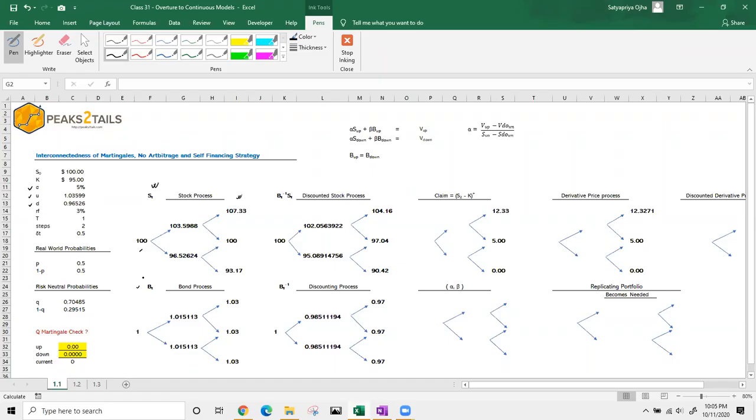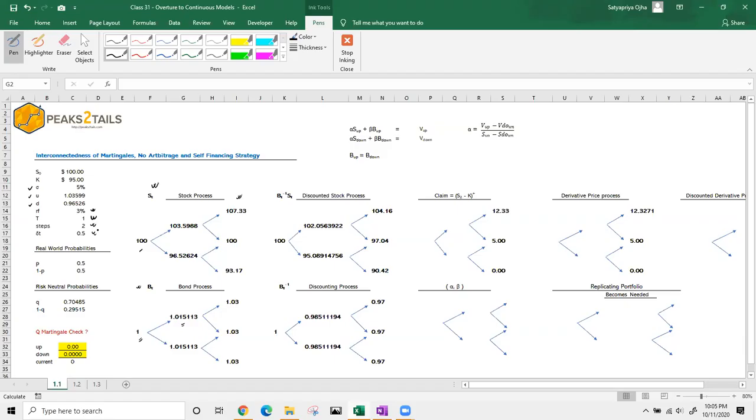Now we have a bond process. Technically, the correct term is the bank account process, which grows. Assume the risk-free rate is 3%, which is constant for simplicity. $1 invested in a bond or a bank account will grow in this fashion. So this will be e to the power r delta t. Total time is 1 year. I've taken two steps, so each sub-interval, basically one period, is 0.5 years.